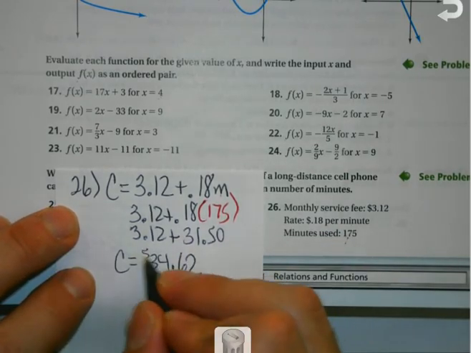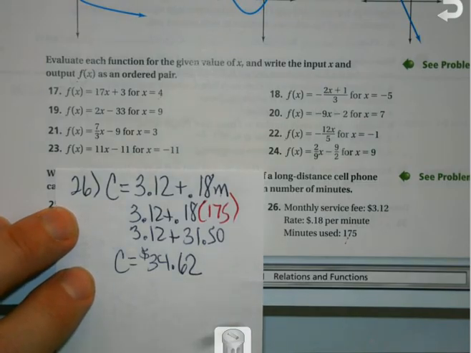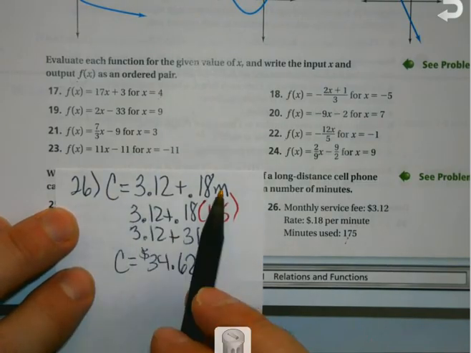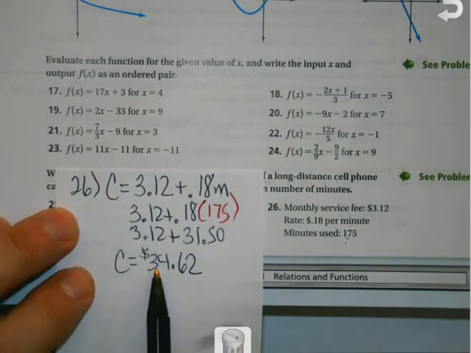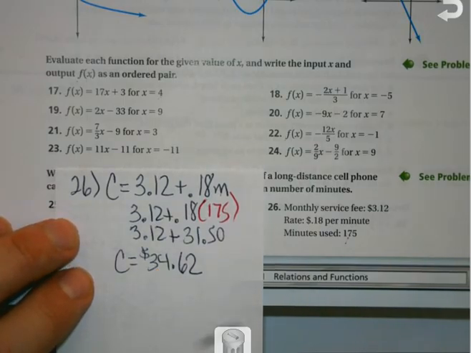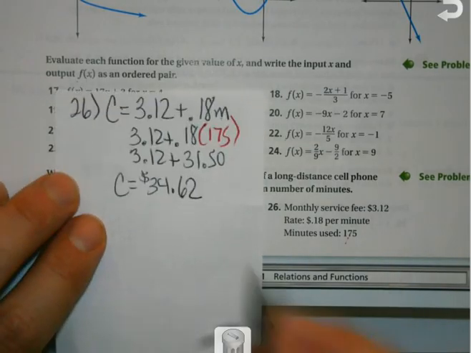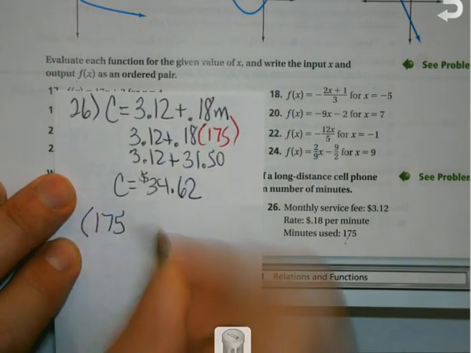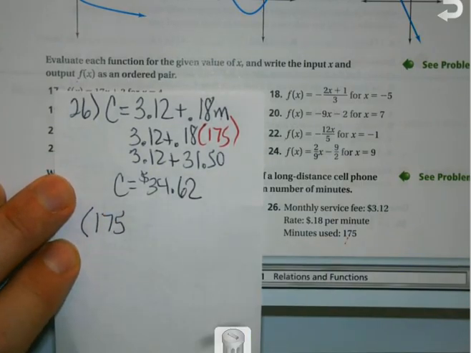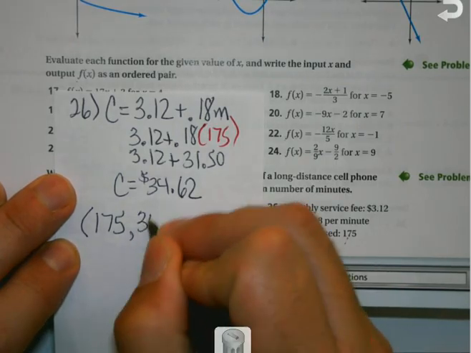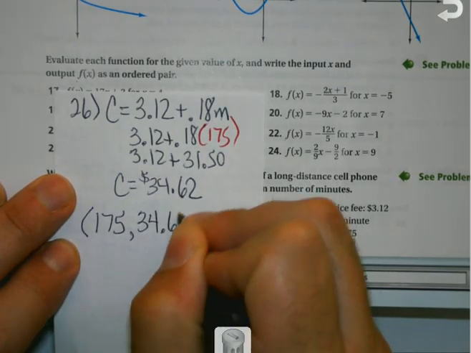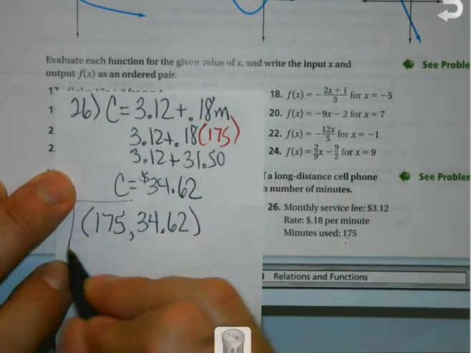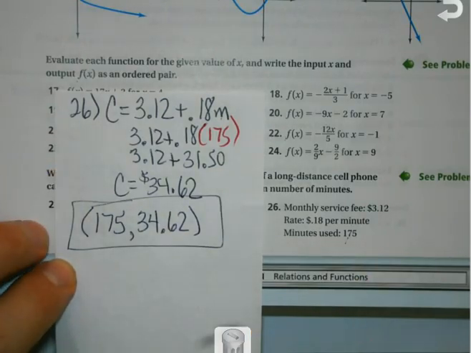Now again, I'm not quite situated. Made my expression. I've evaluated it to find out the cost. Now again, I want the answer like we did in that first one. The number you plugged in is your input. So when we do an ordered pair, input goes first. And then the output, whatever I get out for my final answer, goes as the second part of the coordinate point.